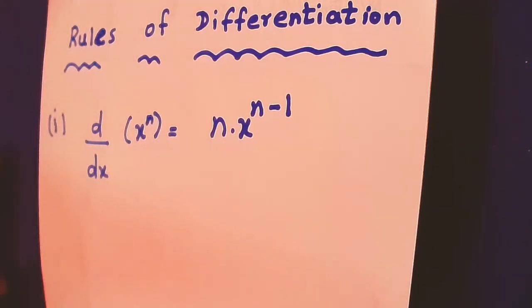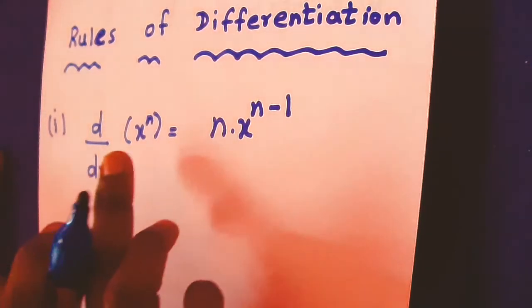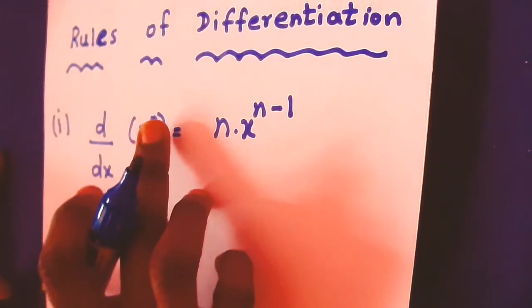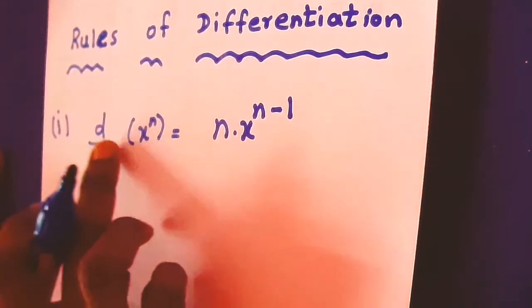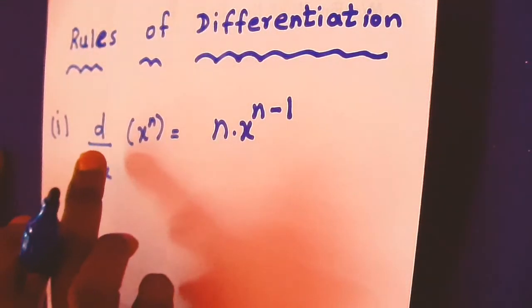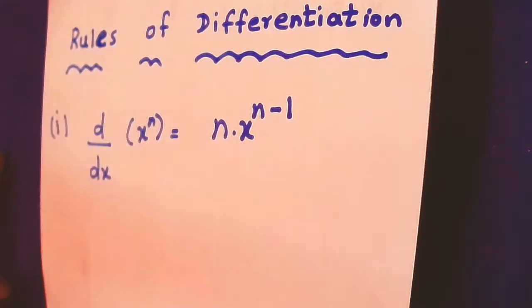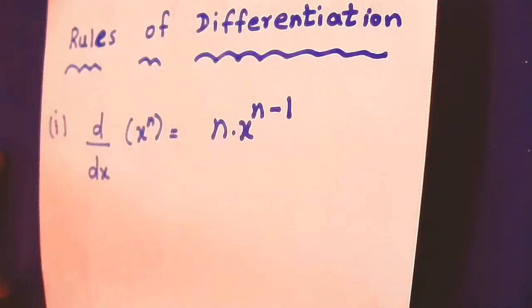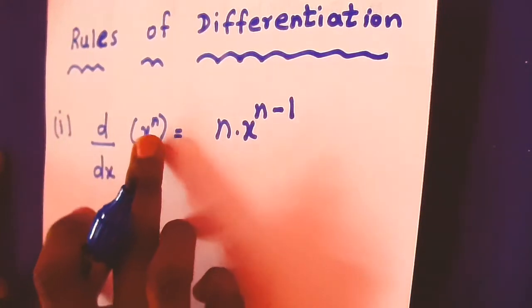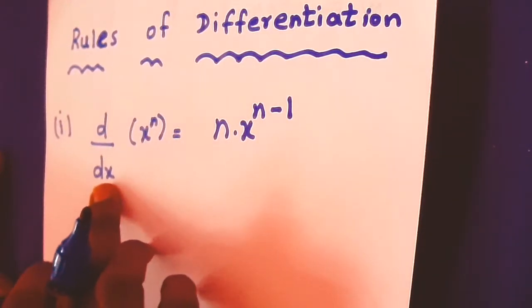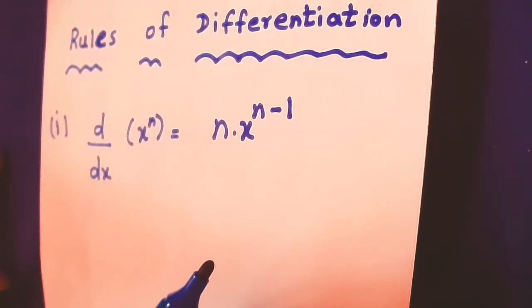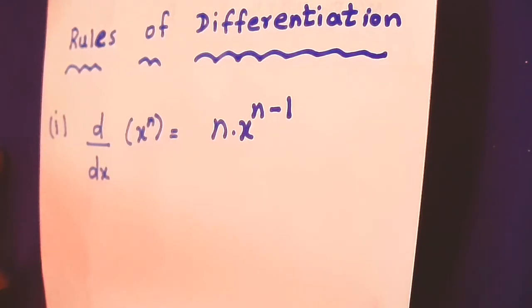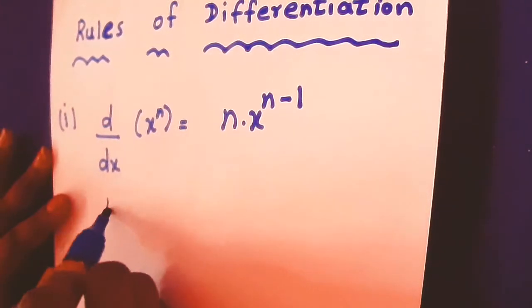The first rule is a simple rule. If you have x raised to the power n and you are going to differentiate it, what is d by dx? It is differentiation with respect to x. When you differentiate x to the power n with respect to x, the formula is n times x to the power n minus 1. This is the rule. We'll take an example.